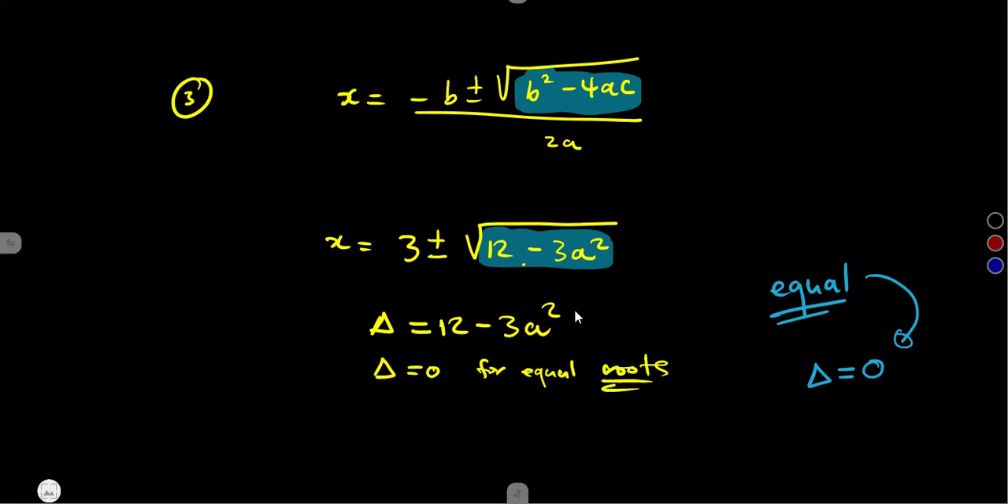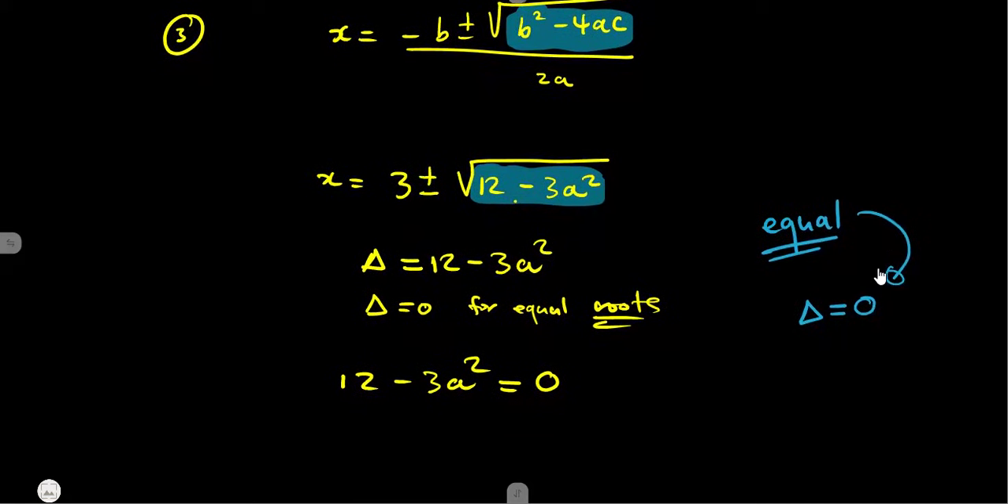So this delta, this expression 12 minus 3a squared, must be equal to 0. Thus, you have formed an equation from this statement. Guys, from this statement we have formed an equation. Our delta must be 0 for us to have equal roots, the discriminant must be equal to 0. So let us solve for a, because we have an equation. Once we say this is equal to 0, we can solve for a.